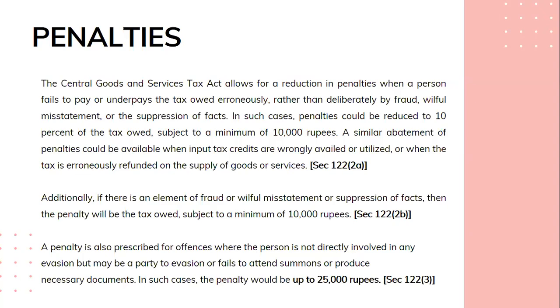The other case is that these things happen when a registered person supplies any goods or services or both on which any tax has not been paid or where the input tax has been wrongly availed, but it is not done due to fraudulent intentions or willful misstatement, then the penalty amounts to rupees 10,000 or 10% of the tax due, whichever is higher. Then a penalty is also prescribed for offenses where the person is not directly involved in any evasion, but may be a party to evasion or fails to attend summons or produce necessary documents. In such cases, the penalty would be up to 25,000 rupees.